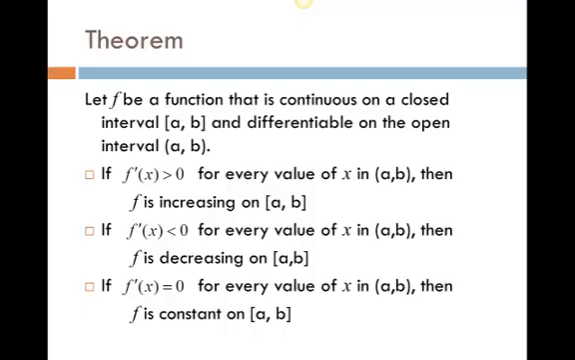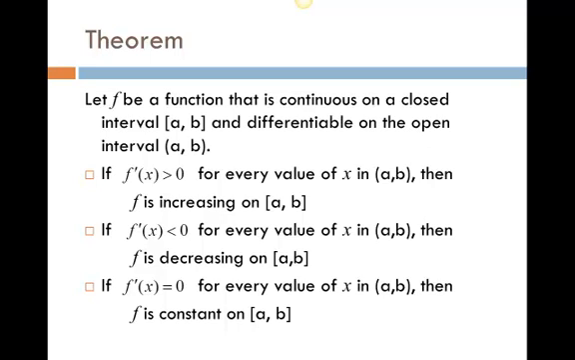So we'll start off with a theorem. And our theorem says that let f be a function that is continuous on a closed interval, ab, and differentiable on the open interval from a to b. So in other words, it might not be differentiable at the endpoints, but over all the other points in the interval it will be differentiable. And there's three parts to it.